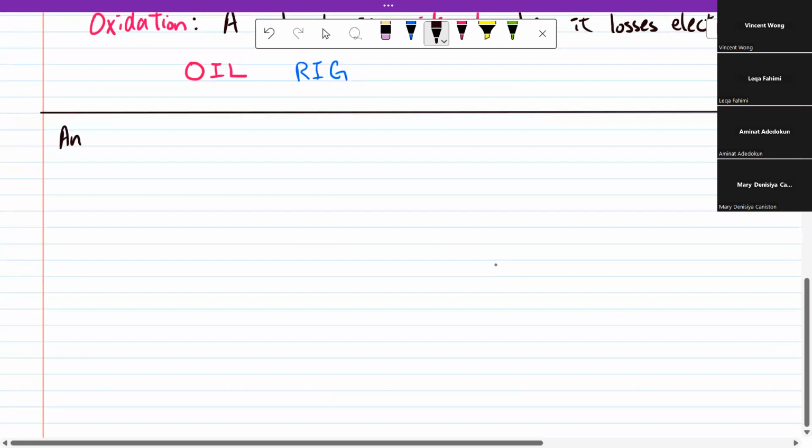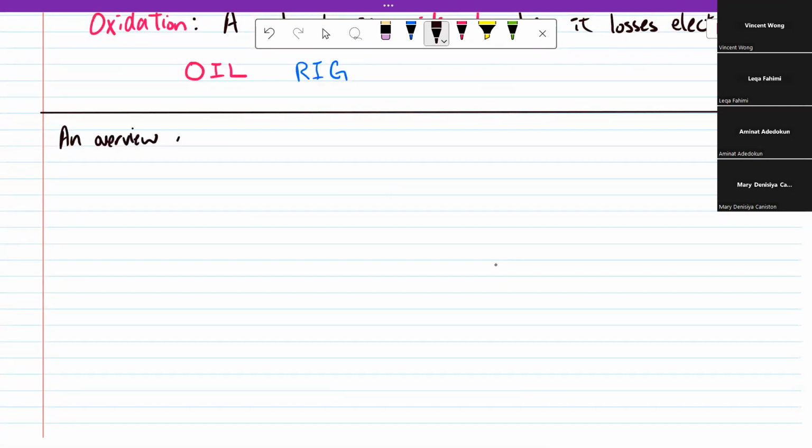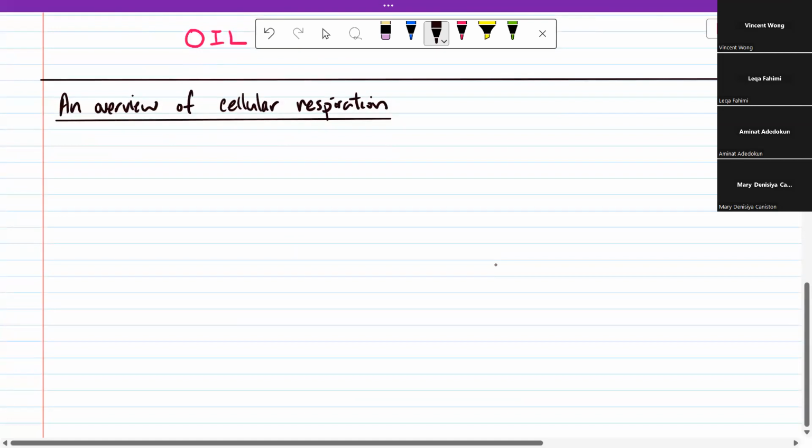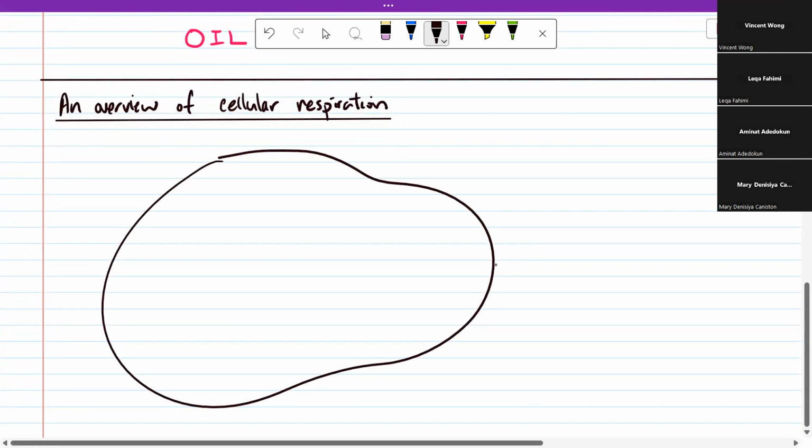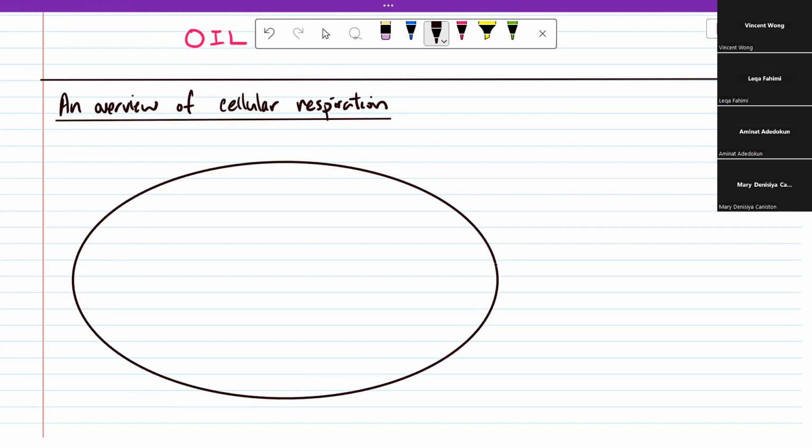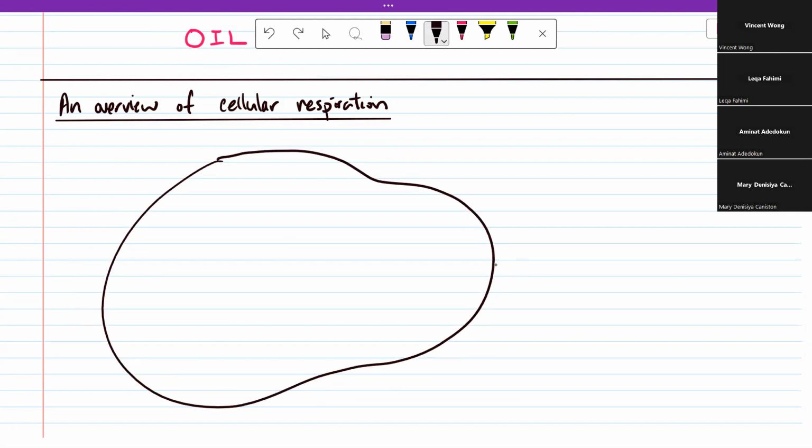An overview of cellular respiration. So this is the cell. Oh, I like my original better. There we go. There's the cell. This is not to scale at all. It doesn't matter. Here is the thing. Hold on a second.